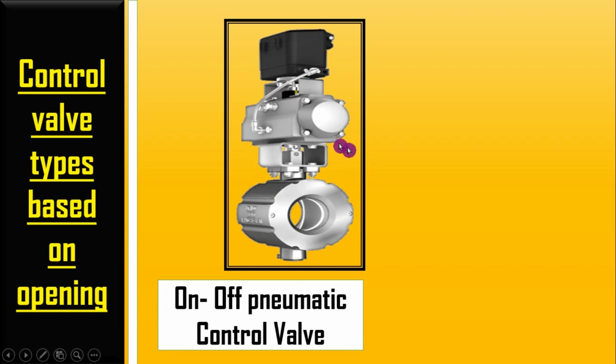this control valve is only on and off. No position between on and off. On applying air signal or pneumatic signal, this will be on and off. So it is called on off pneumatic control valve.